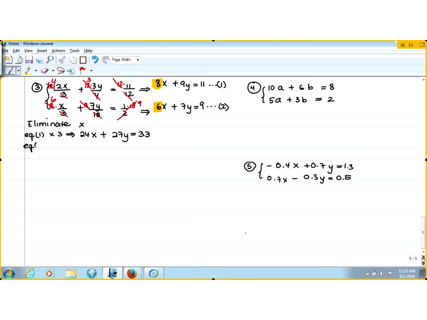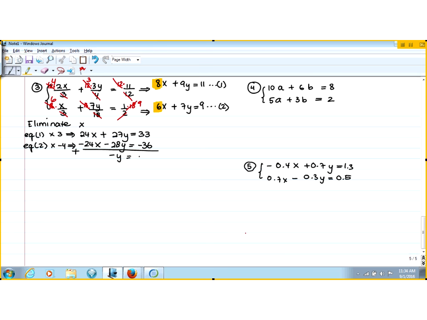Okay. Now, what about equation 2? Multiply by negative 4. Because I need negative 24. I cannot have both 24. One has to be negative. So if I multiply by negative 4, I will have negative 24x minus 28y is equal to negative 36. All right. Doable?